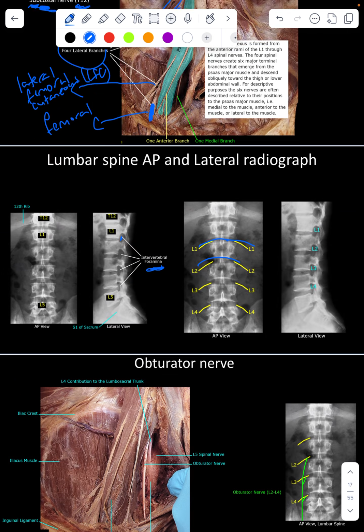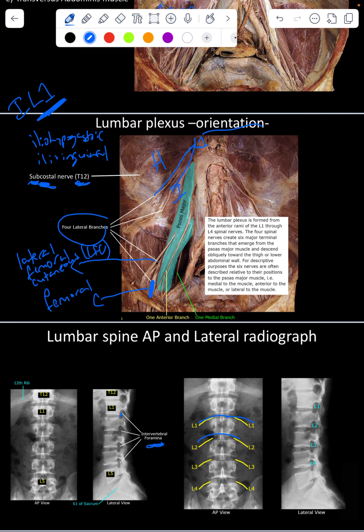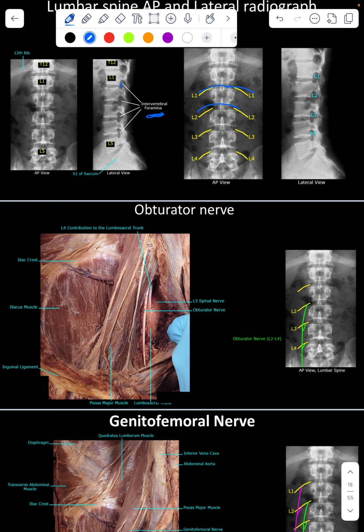Okay. We said the 4 lateral ones are iliohypogastric, ilioinguinal, lateral femoral cutaneous, and femoral. The one medial to it is obturator. So this is your psoas major. Medial to it, going into an obturator foramen, is the obturator nerve. The obturator foramen is literally a hole for the obturator nerve and artery, which we'll see later, to go through. So this is the psoas major, and it's medial to it. The other 4 were lateral.